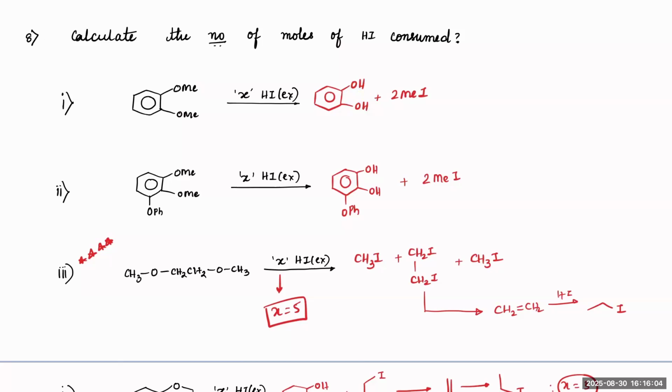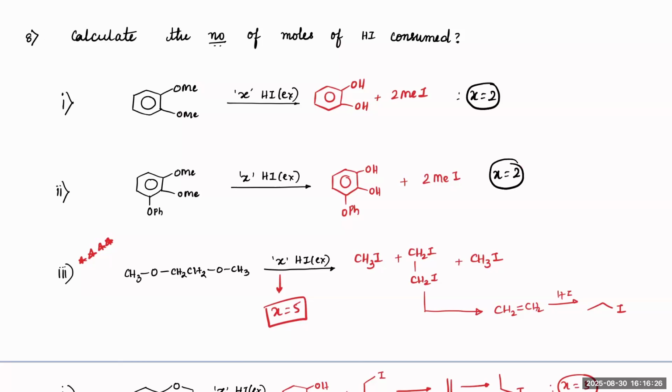So what is the value of X here, beta? 2. So you cannot consume more than 2 moles of HI. Clear? Yes, sir. Same way, here there is a phenyl group here. So obviously here I cannot make any reaction. So again, only here I can use 2 moles of HI. So again, X is 2 in this case also.